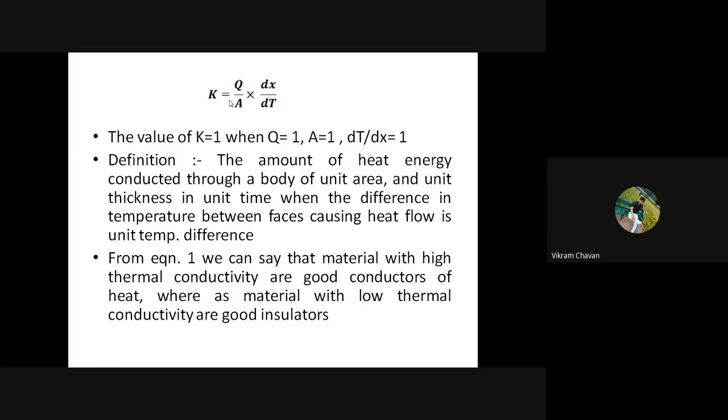Now, here we have to define the thermal conductivity in such a manner that when thermal conductivity will be 1 for any material, when Q is equal to 1, that is heat transfer rate will be equal to 1 watt, then area equal to unit area, and temperature gradient dT divided by dx will be equal to 1. For a particular material, if these things happen, in that case the thermal conductivity will be equal to 1.